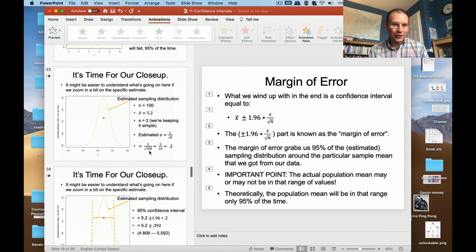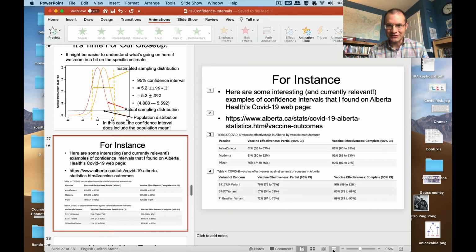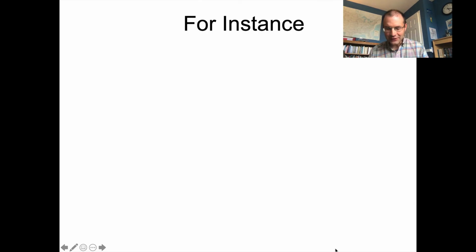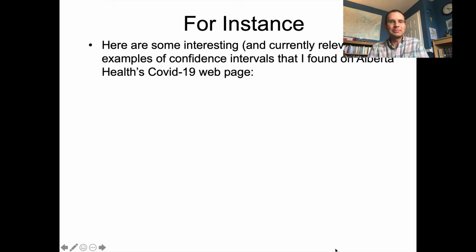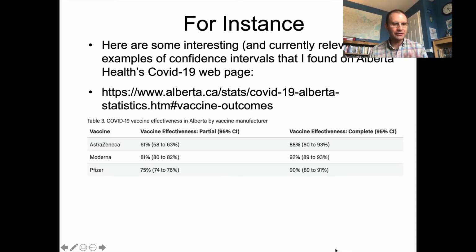I'm not going to say anything more about that in case I made it less clear for you, but I will give you some examples of actual confidence intervals, which you might be interested in, as I am. And it's currently relevant because I grabbed these numbers today off of Alberta Health's COVID-19 webpage. And here's the link where I got these from. These are confidence intervals. They're going to be calculated in a different way, but it's the same general idea.